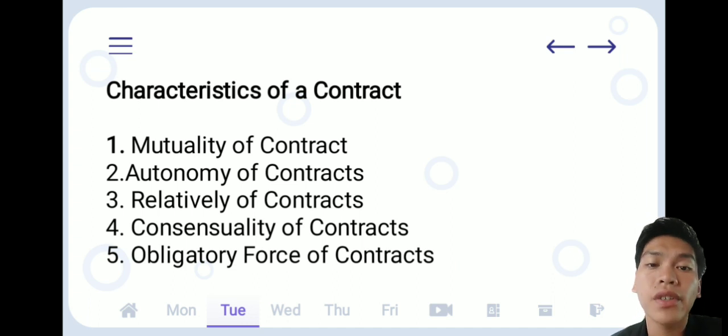So obligatory force of contracts. So once a contract is formed and the parties have agreed to its terms, it carries legal obligations that must be fulfilled by both parties. So this means that if one party fails to fulfill their obligations, the other party may seek legal remedies.